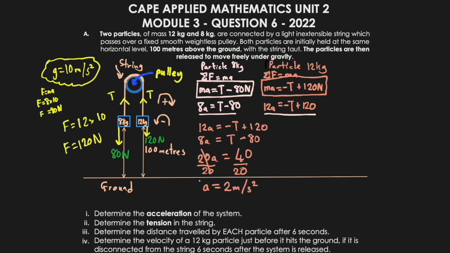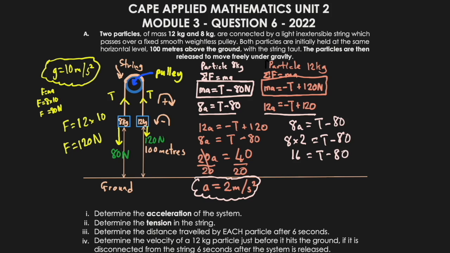So now that we have the value of a, we could substitute this into an equation that we have here, either this one or this one. So I'll just use it with the first one. So we'll have the equation 8a is equal to T minus 80. So we'll end up with 8 times 2, I know the 2 is from acceleration here, which is equal to T minus 80. So 8 times 2 is 16, equal to T minus 80. So if I bring the 80 to the other side, I'll add 80 to both sides, I'll end up with 16 plus 80, which is equal to T. Therefore, the tension is equal to 96 newtons.